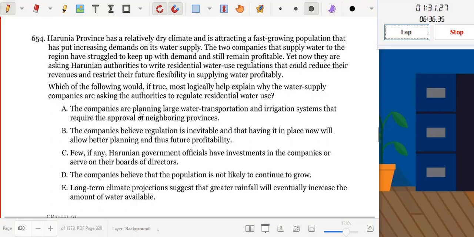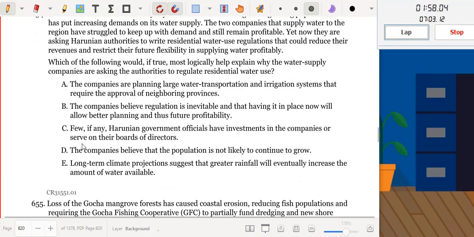Let me see why. The companies are planning large water transport and irrigation systems that require the approval of neighboring regions. This is out of context. The companies believe regulation is inevitable and that having it in place now will allow better planning and thus feasibility. This can be. But still, few, if any, Haronian government officials have investments in the companies or serve on their boards of directors. Out of context. The companies believe that the population is not likely to continue to grow. Okay, long-term climate projections suggest that greater rainfall will eventually increase the amount of water available.